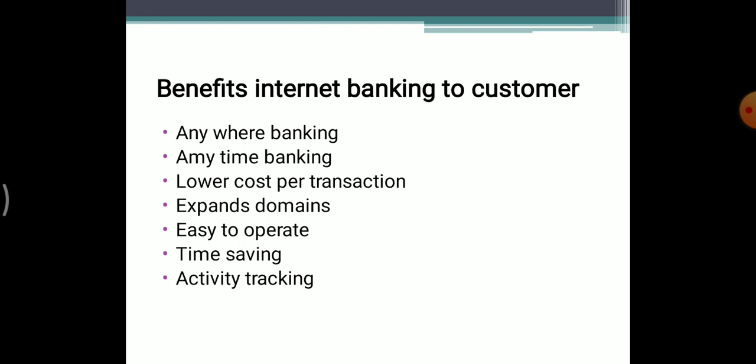Second one is anytime banking. The facility is available around the clock. Most of the services offered are not time restricted. The customer can check the balance and transfer the funds anytime, most importantly 24 hours a day and 7 days a week. So this is the second benefit of internet banking.